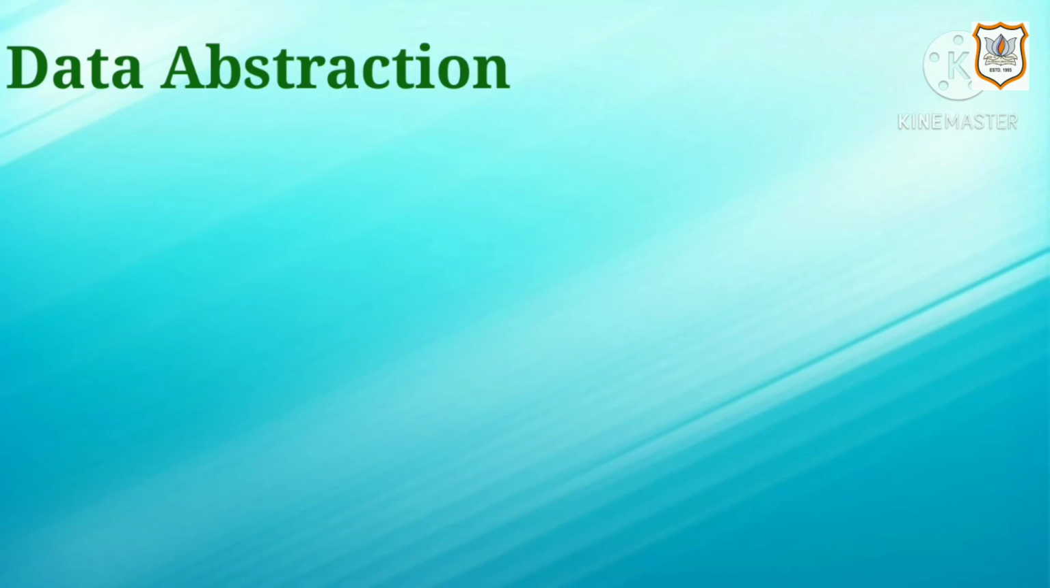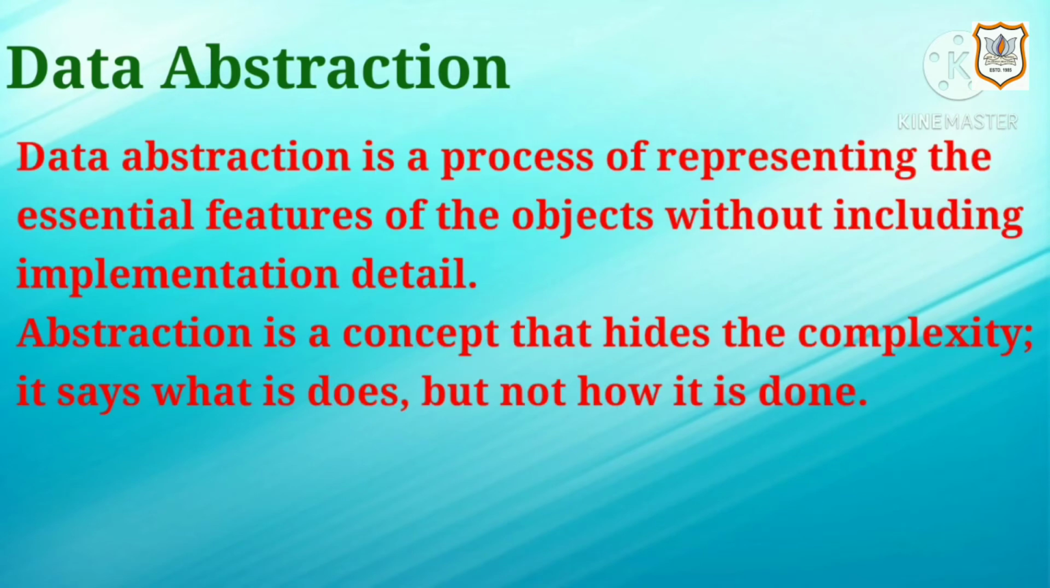Next topic is data abstraction. Data abstraction is a process of representing the essential features of the objects without including implementation detail. Abstraction is a concept that hides the complexity. It says what it does, but not how it is done.